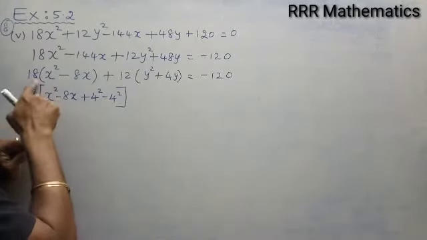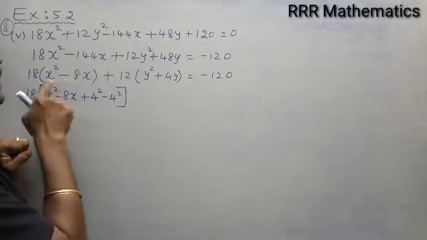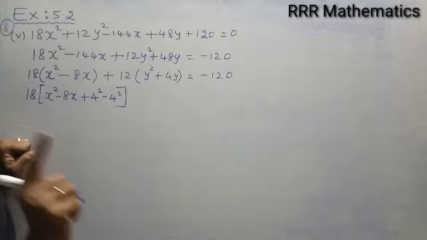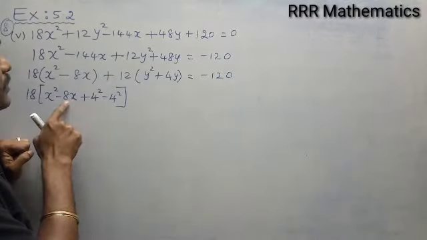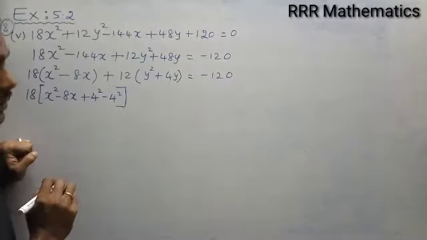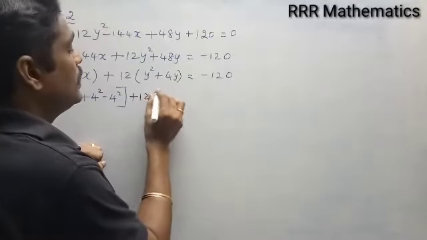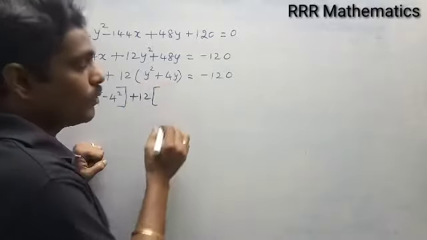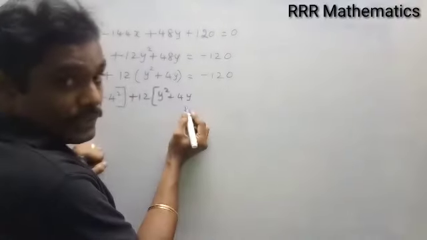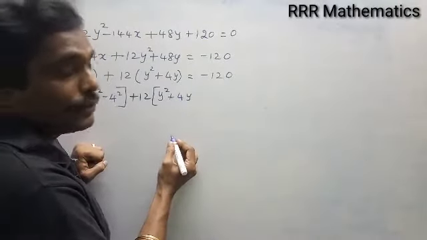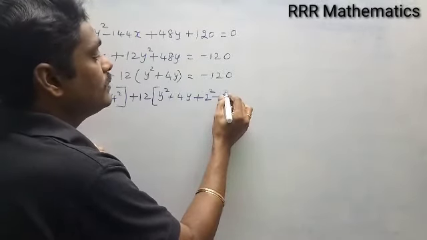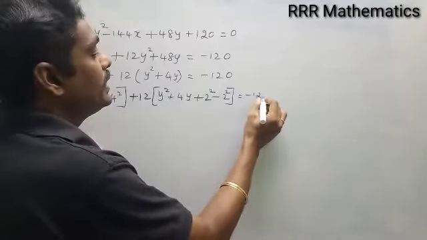After taking the x² coefficient as common, we have inside the bracket x² − 8x. I want to divide the x coefficient by 2. The x coefficient is 8, and when you divide by 2 it gives 4. Add and subtract the squares. Plus 12, open bracket, y² + 4y. Always divide the y coefficient by 2. In this case I have 4, 4 by 2 is 2. Add and subtract the squares, so 2² with plus and 2² with minus. Close the bracket, which is equal to −120.